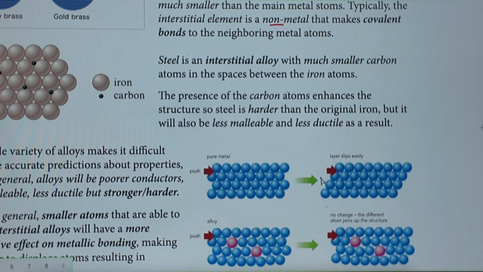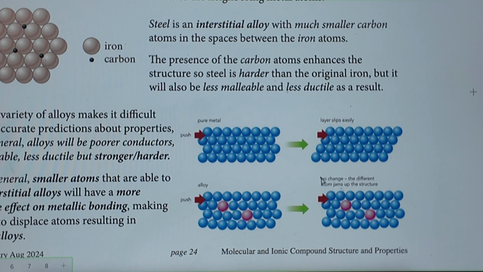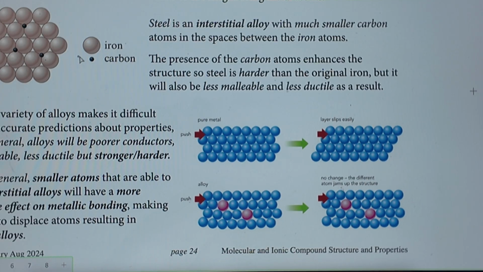So let's look at these interstitial alloys. Steel is an interstitial alloy with much smaller carbon atoms in the spaces between the iron atoms. And we see that here, these very small carbons and these very large irons. And so that's an interstitial alloy. The presence of the carbon atoms enhances the structure. So steel is harder than the original iron. Oh wow! So there we go. This creates steel.